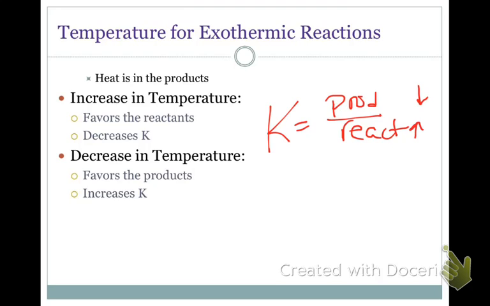Now if we decrease the temperature, the product side goes up, meaning that if you have your pen in your hand, that favors the products. And that, of course, will increase K because, kind of going along the same lines over here, we end up having more products, less reactants. A greater numerator means that you have a greater value for K.